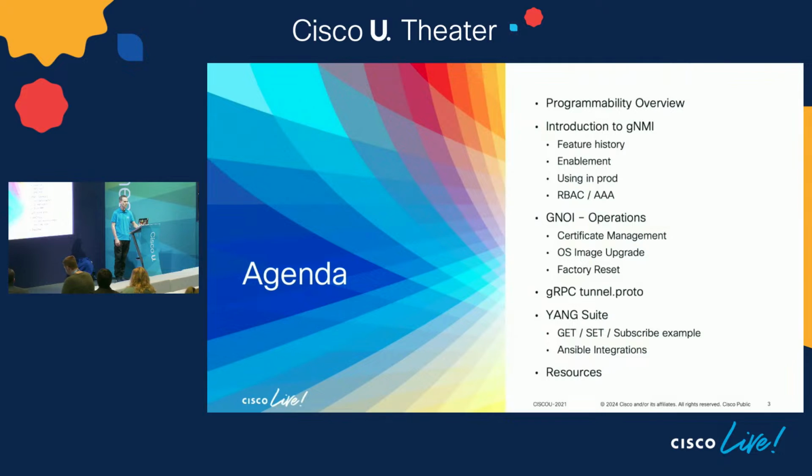We'll talk about the tunnel.proto, so that we can dial out from our network device to a central tooling so that all of our network devices can be managed centrally. We'll spend some time in Yang Suite. If you haven't seen Yang Suite, it's the tooling that we use for all of our API testing and validation internally in Cisco. We also publish this tool so that you can use it and do API validation yourself.